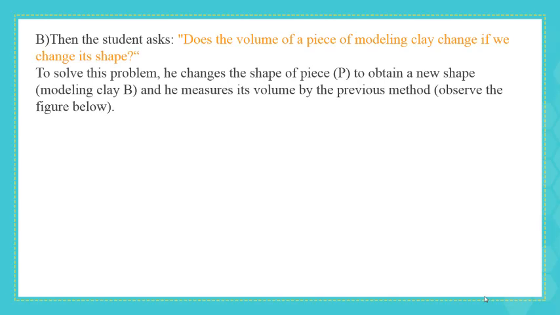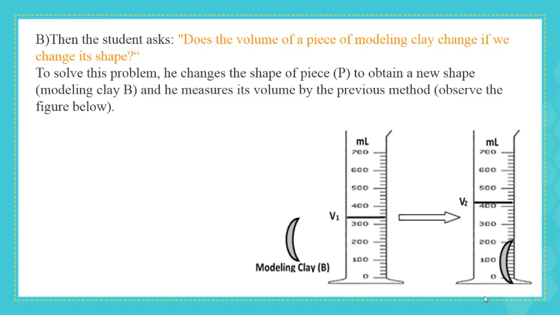Then the student asks, does the volume of a piece of modeling clay change if we change its shape? What does this problem mean? The student wants to change the shape of the modeling clay and notice if the volume will change or not. To solve this problem, he changes the shape of piece P to obtain a new shape B. What is the volume of clay determined by method 1? It is 80 milliliters or 80 centimeter cube. Keep this value in your mind.